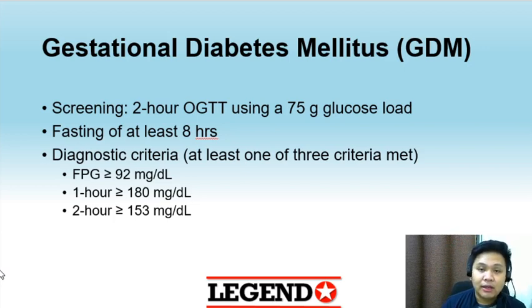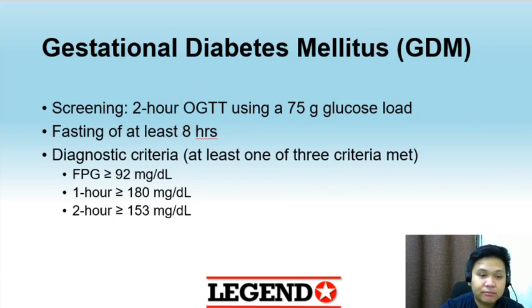When you do your OGTT, usually we collect 3 specimens. The first specimen represents your FPG, fasting plasma glucose. After administration of the glucose load, you collect a specimen after 1 hour. Then you collect another specimen after another hour. So all in all, you have 3 specimens. For us to diagnose GDM, at least one of the 3 criteria here should be met.